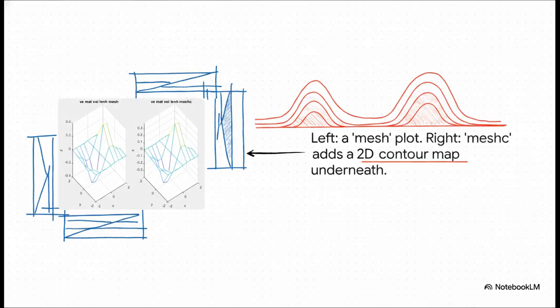Done. So once your grid is ready, you can use the mesh command. That'll give you this cool wireframe look on the left. But look at the one on the right. With one tiny little change, just adding a C to make it meshc, you get this awesome contour map right underneath it. It's like getting a topographical map for free.